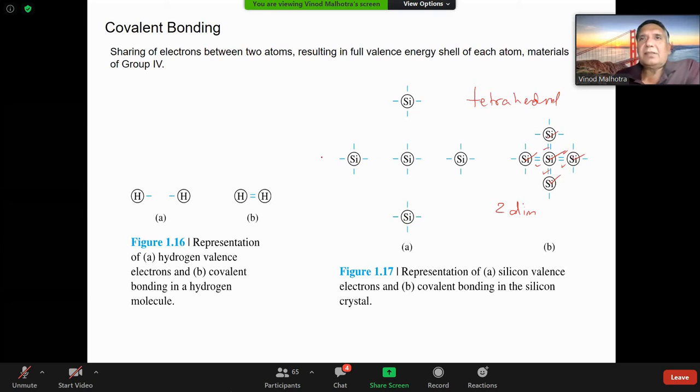So the crystal structure that we talked about. Okay, this is simple. So covalent bonding. I suppose no questions here, right? Okay, let's move on.